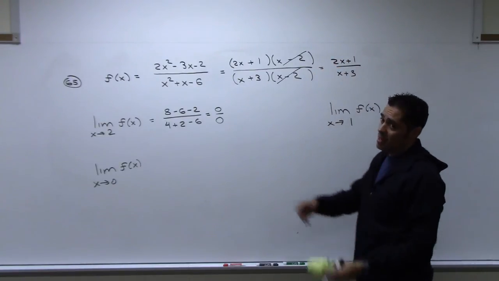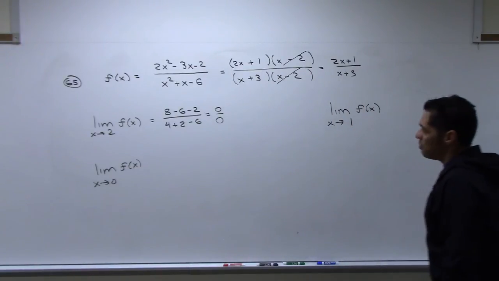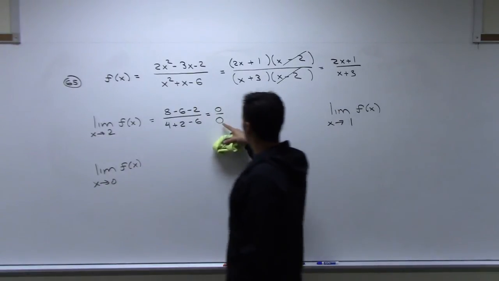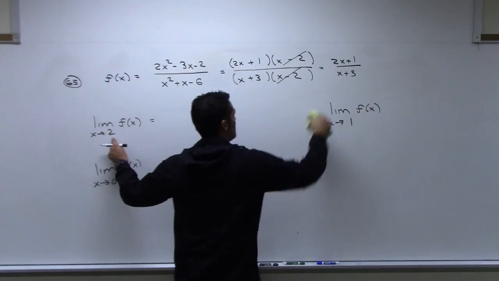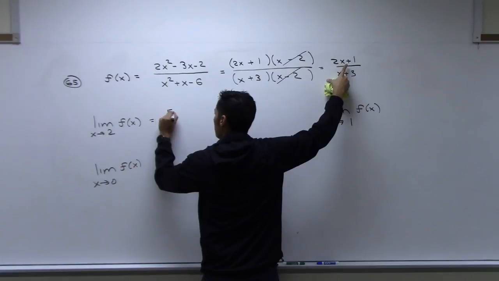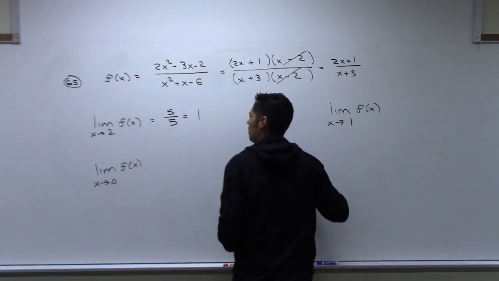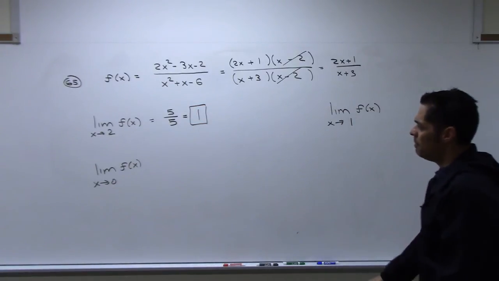So I said a few times, I'm sure in class, you've got to be able to factor. Well, you can't do this problem if you can't factor. All right, so now since I had 0 over 0, I went and did some algebra. Now I come back here and I plug 2 into this expression. So 2 times 2 is 4, plus 1 is 5. And then 2 plus 3 is 5. So we have 5 over 5, which is 1. So our limit is 1. As we approach 2, the limit is 1.